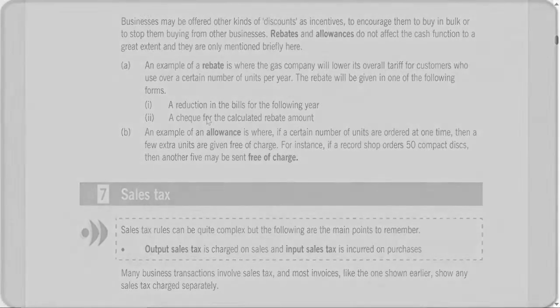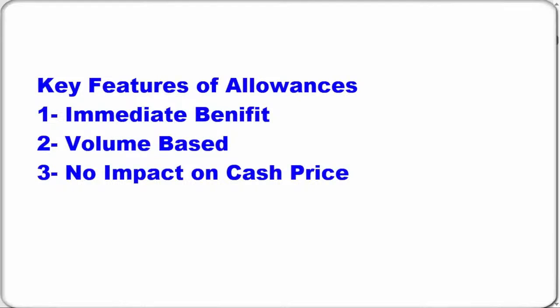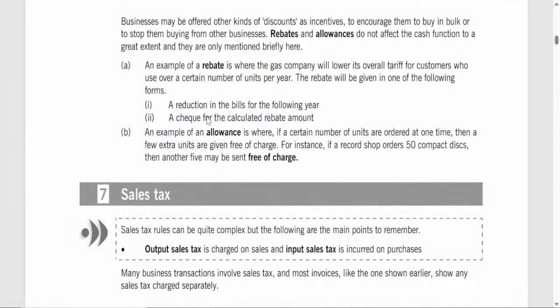Key features of allowances. 1. Immediate benefit. Allowances provide extra goods or units at the time of sale, increasing the quantity received without an additional cost. 2. Volume-based. Allowances are typically only offered for bulk orders, encouraging buyers to purchase more than they may initially need. 3. No impact on cash price. Since the buyer pays the same total price but receives more products, the allowance doesn't affect the total cash amount, but rather improves the per unit value.